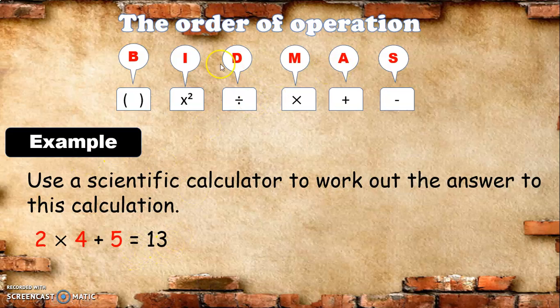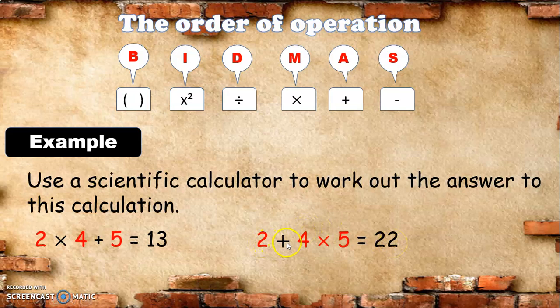Now I will explain using BIDMAS. We multiply 2 times 4 first, because we have multiplication and addition, and multiplication comes first. So 2 times 4 is equal to 8, then plus 5 is equal to 13. I will use again the same numbers 2, 4, 5, but I will exchange the operation. Look at this one. We have now 2 plus 4 times 5 is equal to 22.